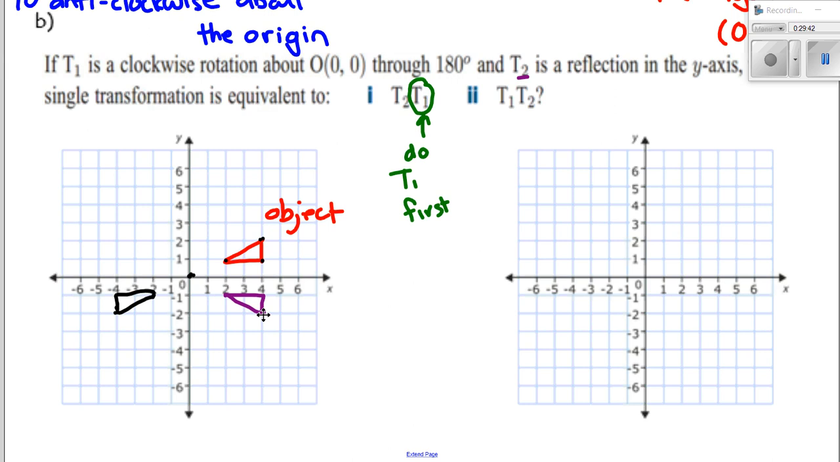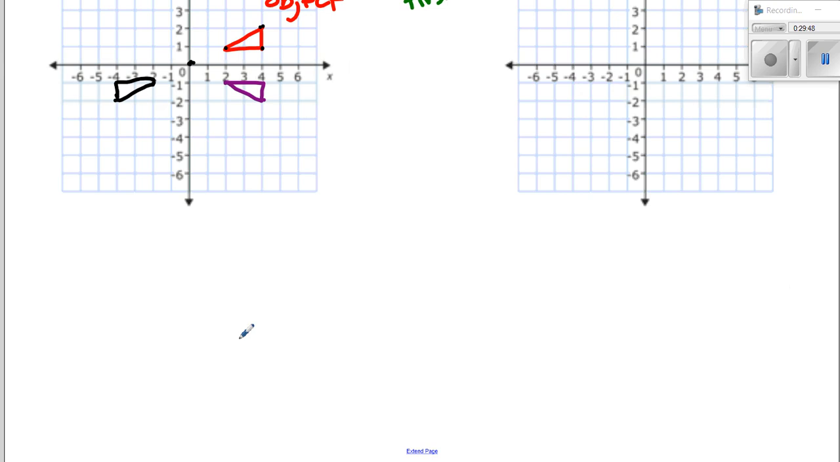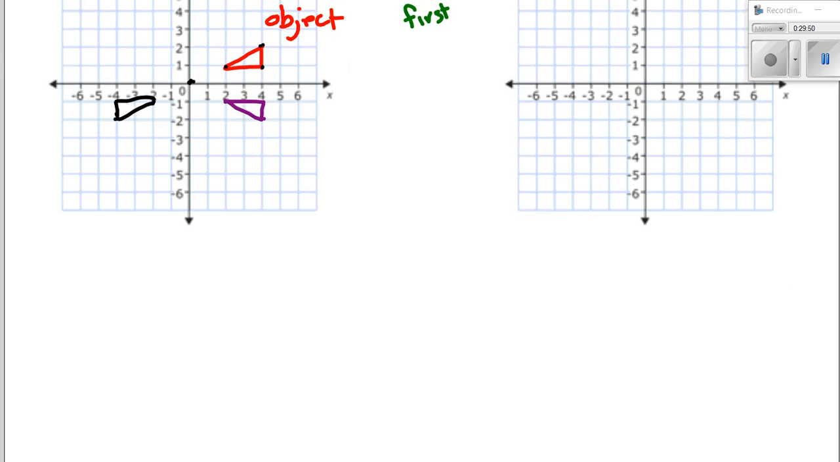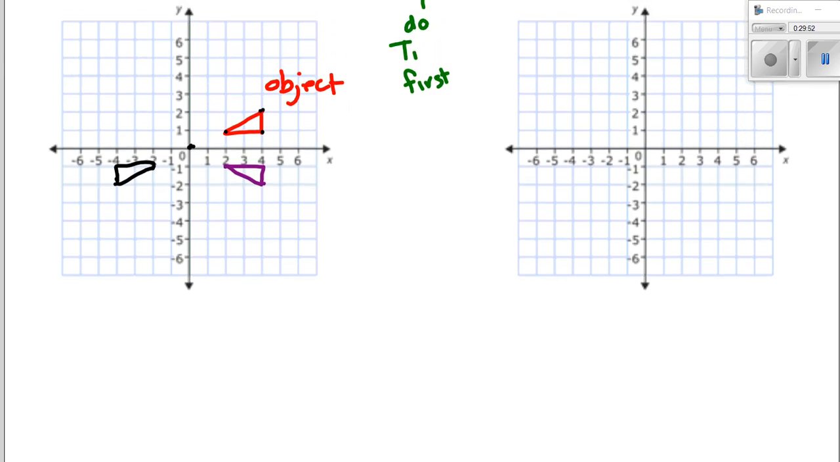What you're asked to do is describe a single transformation that would map the red object onto the purple image. So you can't say you did this and then you did this. It has to be a single transformation. So that's pretty easy if you just look at that. What kind of transformation do you think that is? Have a little guess. That's right, it's a reflection. And what would be the mirror line? The mirror line would be the x-axis.